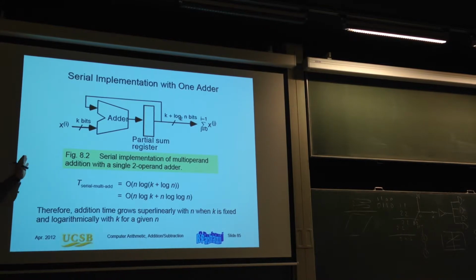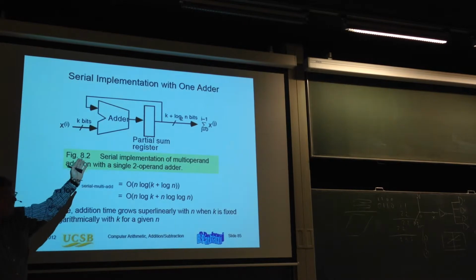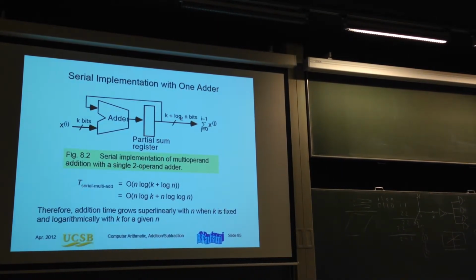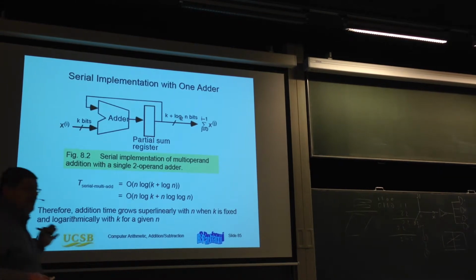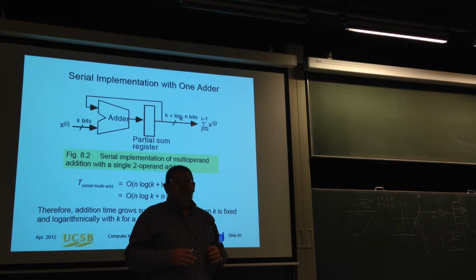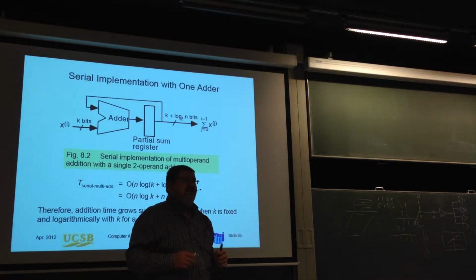Then I add those numbers, and in order to represent the sum, I need more bits. How many more bits do I need? It's the logarithm of the number of operands. You can check that, very simple. Can you? No? Why not? How many bits do I need to represent a number with value m? Log m, roughly speaking, is actually the same.